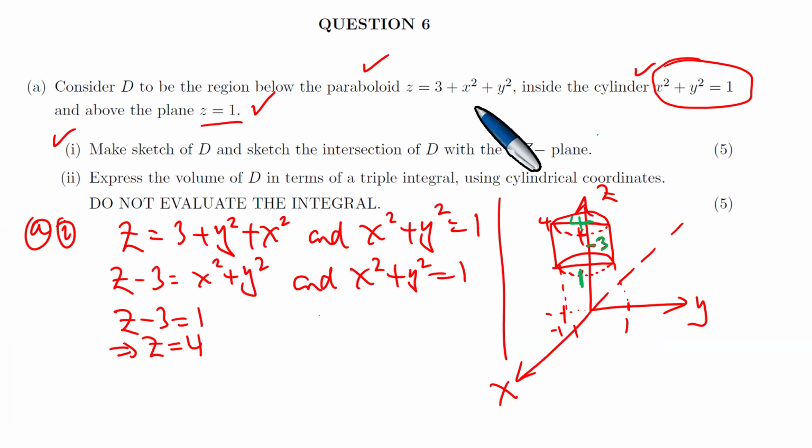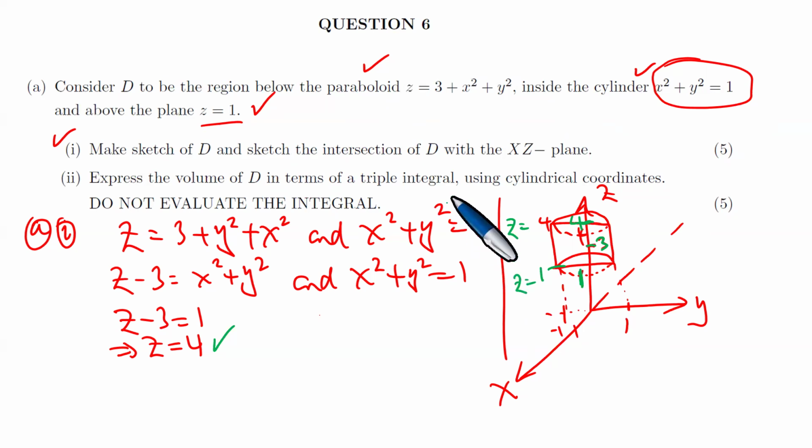Remember that inside the cylinder, we consider D to be the region below the paraboloid. The paraboloid is going to cut at Z equals 4. So below the paraboloid, inside the cylinder, above the plane Z equals 1. So between Z equals 1 and Z equals 4, you have that part of the cylinder, because this cylinder, this drum, goes to infinity, goes up and goes down. But we're just interested in it between Z equals 1 and Z equals 4.